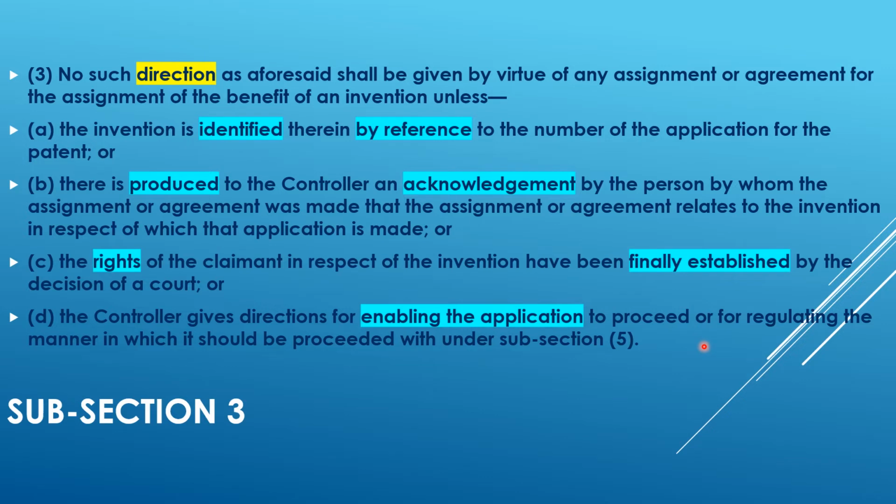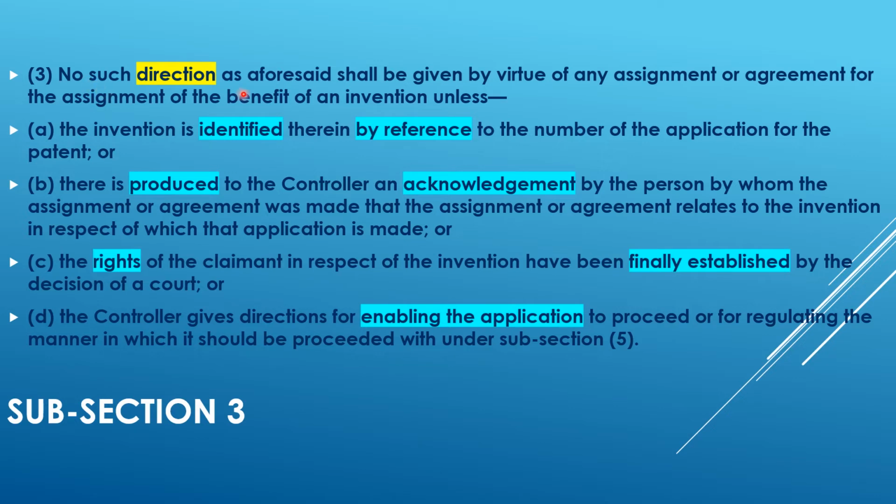subsection 5. Okay friends, so here we know the keyword of the whole subsection 3 is direction, and here are some secondary keywords as well: identified by reference, produced, acknowledgement, rights, finally established, enabling the application, etc. So let us proceed through this subsection clause by clause. Okay, so clause A says the invention is identified therein by reference to the number of the application for the patent. Okay, so we will read along with this statement.